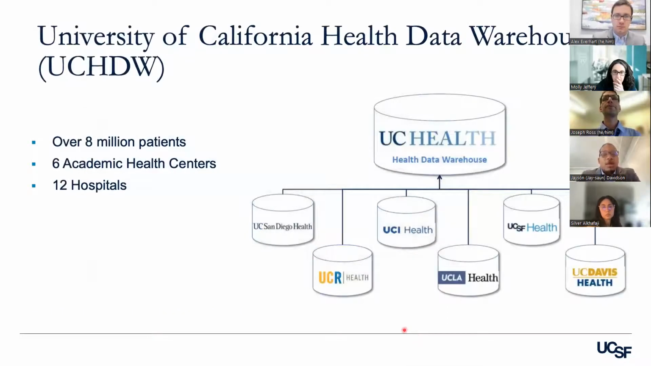So the data source we use to investigate social determinants of health and how they affect type 2 diabetes is the University of California Health Data Warehouse, which is comprised of 6 academic health centers serving different parts of California: UC San Diego, UC Riverside, UC Irvine, UCLA, UCSF, and UC Davis. In this data warehouse, we have over 8 million patients, and it's also represented by 12 hospitals.